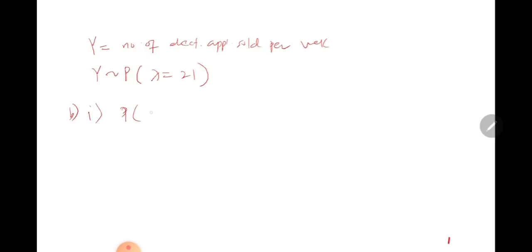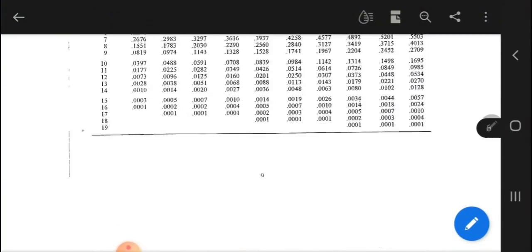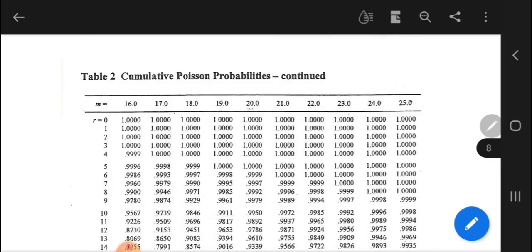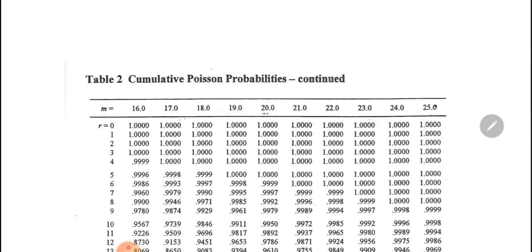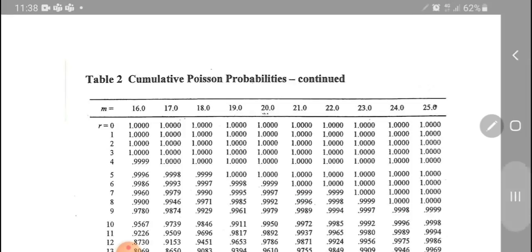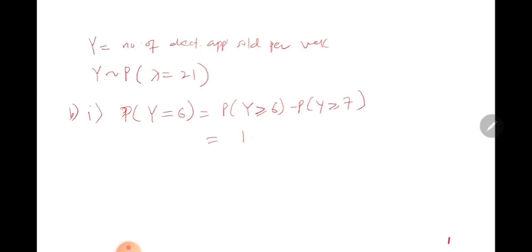Okay, so instead of using X, where X is electrical appliances sold per day, now we're looking at Y. Y that is exactly 6, per week. So this would be P(Y ≥ 6) minus P(Y ≥ 7). So you go and check your statistical book, is lambda 21 here? Yes, there is 21. So you want R equals to 6. R equals to 6, the probability will be 1. R greater or equal than 7 will be 0.99999. So if you subtract, this one will be 1 minus 0.9999. So you will get 0.0001.